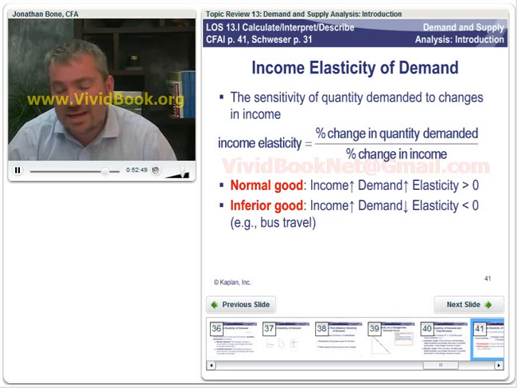Normal goods, as your income increases, you demand more and more of them. In other words, they have an income elasticity that is greater than 0. Inferior goods, as your income goes up, the quantity demanded starts to drop. In other words, you get a negative elasticity for inferior goods.